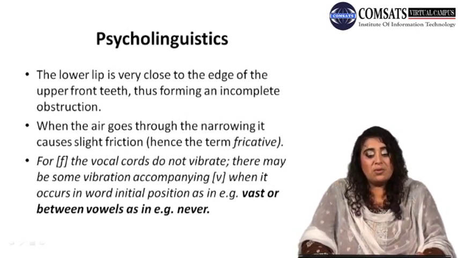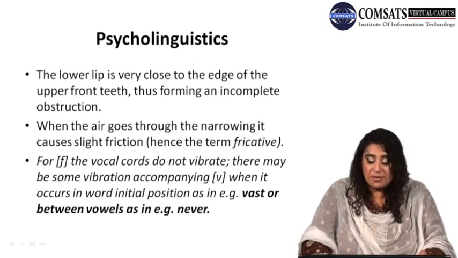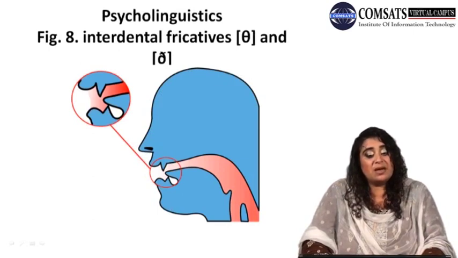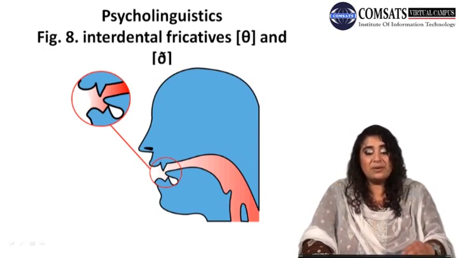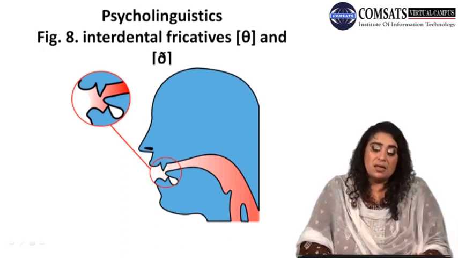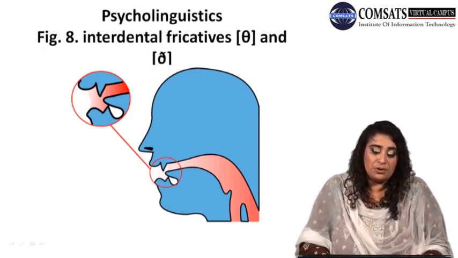For F, the vocal cords do not vibrate. There may be some vibration accompanying V when it occurs in word initial positions, as in, for example, vast, or between vowels, as in, for example, never. So interdental fricatives would make this sound, you can see the difference in the diagrams, explaining to you how it looks, the differences. So what I would like you students to do is study these diagrams in detail, so that you can realize how the airflow is producing the sounds.